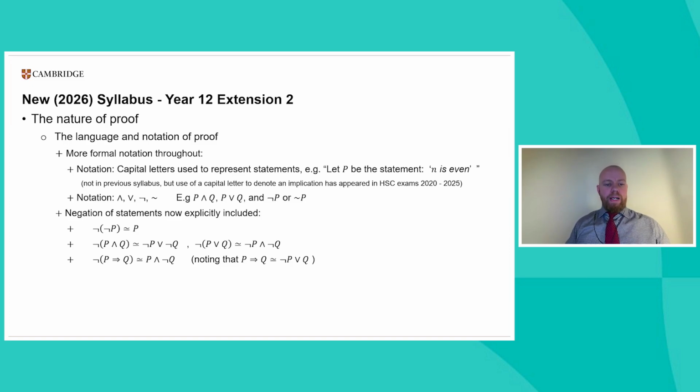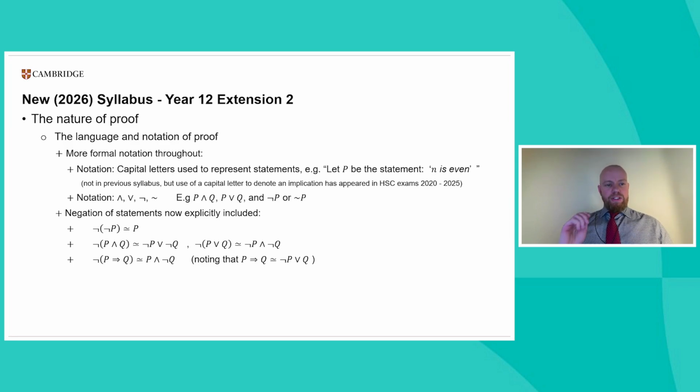The notation throughout for and, or, and negation, we're now using that in symbols rather than words. So it is clear that it's a lot more rigor, I guess, than in the previous treatment. Down the bottom here, negation of statements is now explicitly included. The first one there, the negation of a negation, I think that's pretty obvious. The next one, known as De Morgan's laws, although the syllabus doesn't actually call it that, they're explicitly in now. And the last one here, that is the negation of an implication.